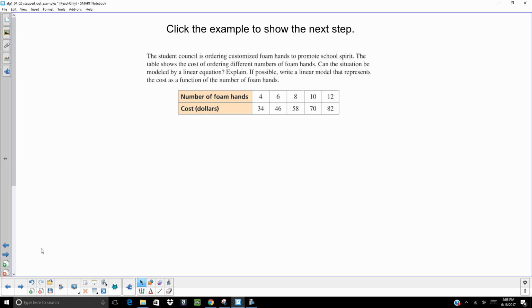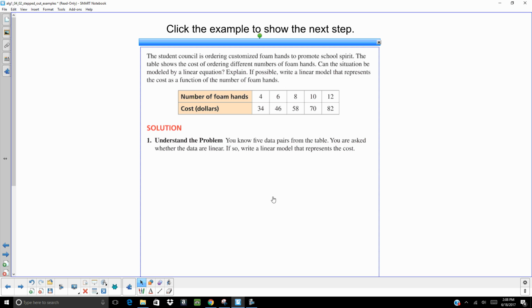All right, here we have a word problem, everybody's favorite. The student council is ordering customized foam hands to promote school spirit. The table shows the cost of ordering different numbers of foam hands. Can the situation be modeled by a linear equation? Explain. If possible, write a linear model that represents the cost as a function of the number of foam hands.